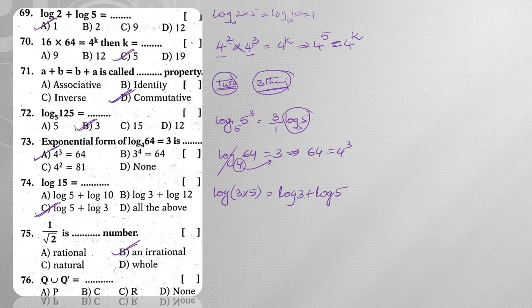Next, q union q dash. So already we have discussed rational number set union irrational number set is nothing but a real number set, right?